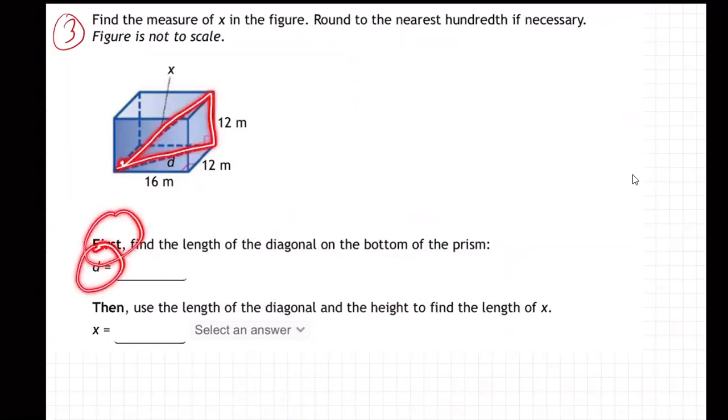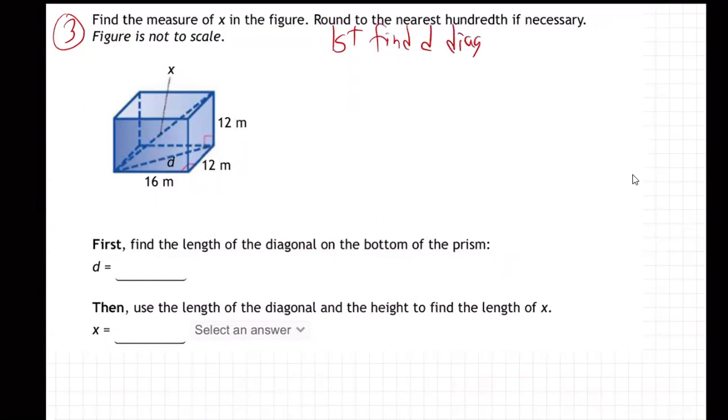First, we got to find D. So we're going to do the Pythagorean theorem twice. So first, find D, the diagonal on the bottom of the box, or it's technically a prism. So let's start with that. We got to find D, the diagonal on the bottom of the box. So right here.